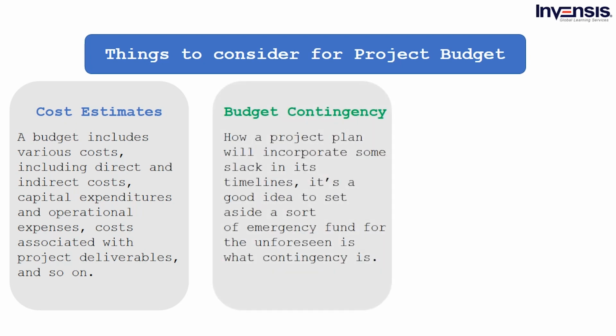Budget contingency. The unknown is the most difficult aspect of project management budget planning. Unexpected delays or changes in the project may necessitate budget amendments, even with a comprehensive forecast of costs and resources. As a result, just as a project plan has some wiggle room in its timetables, it's a good idea to set aside an emergency budget for the unexpected. This is known as contingency.